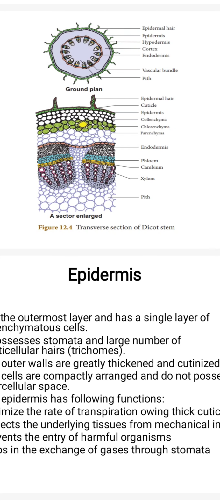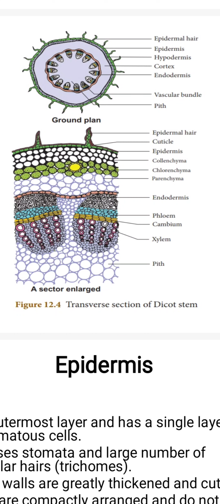Okay, so this is the ground plan for the T.S. of Dicot Stem. You can see in this slide that the outermost layer is the epidermis, on which epidermal hairs are attached. Okay, how can we see the T.S. of stem practically?